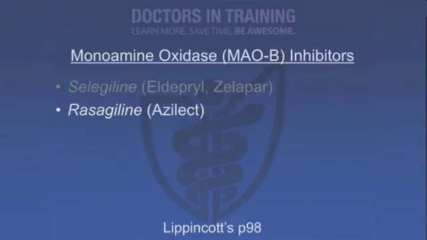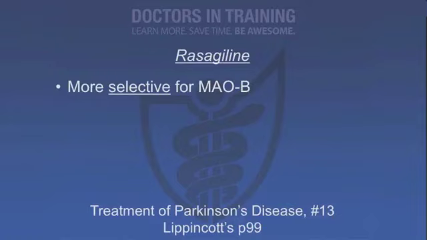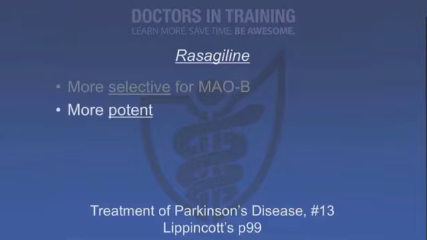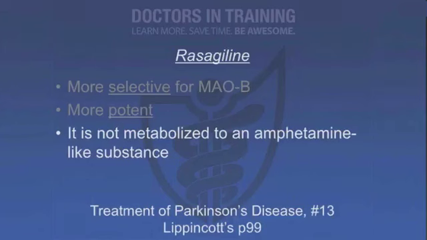Now, rasagiline is another MAOI that's an irreversible selective MAO-B inhibitor. So it's 14 times more selective for MAO-B than it is for MAO-A, and it has 5 times the potency of selegiline. Rasagiline is metabolized by cytochrome P450 1A2, and it's not metabolized to an amphetamine-like substance as selegiline is, so it doesn't cause the insomnia.